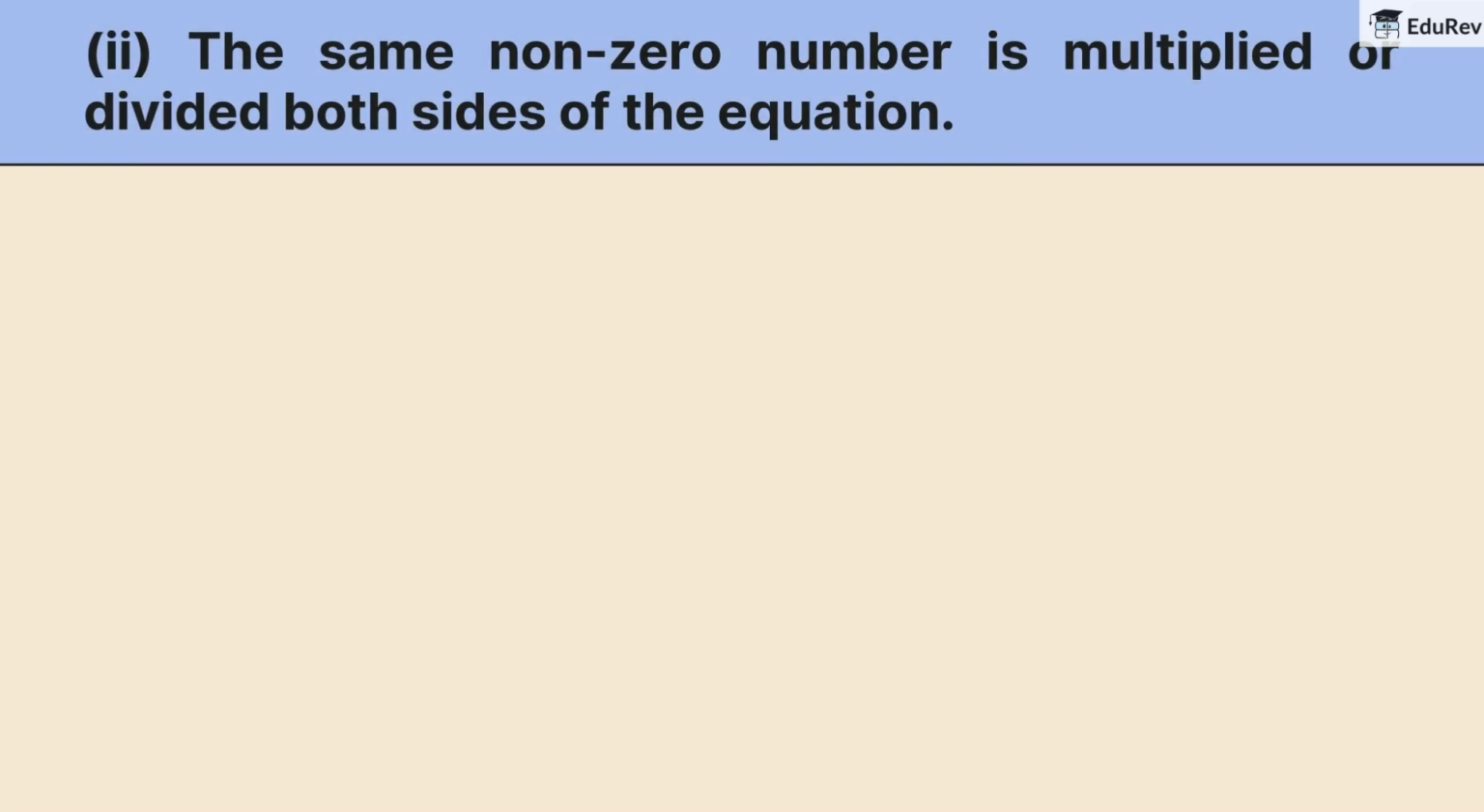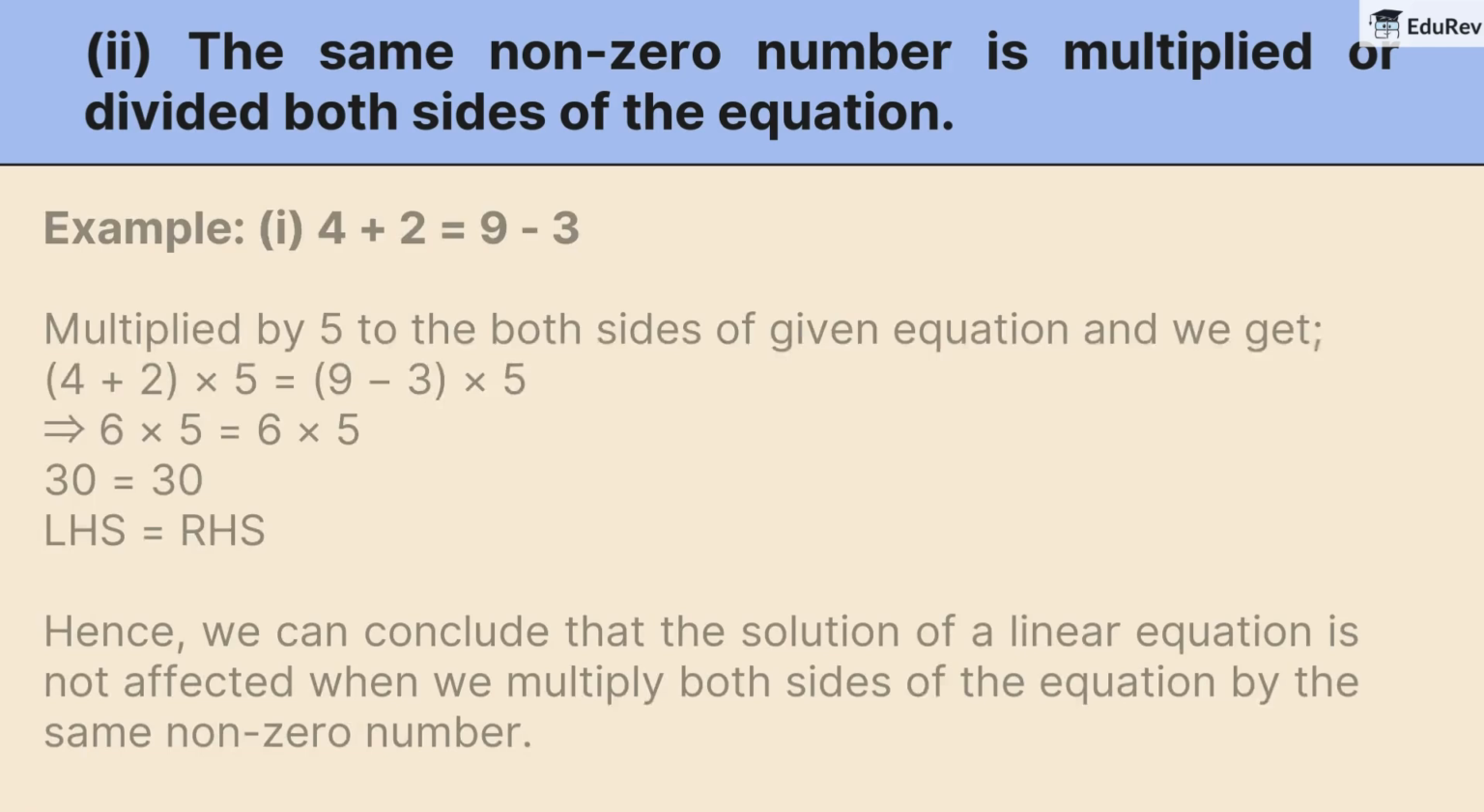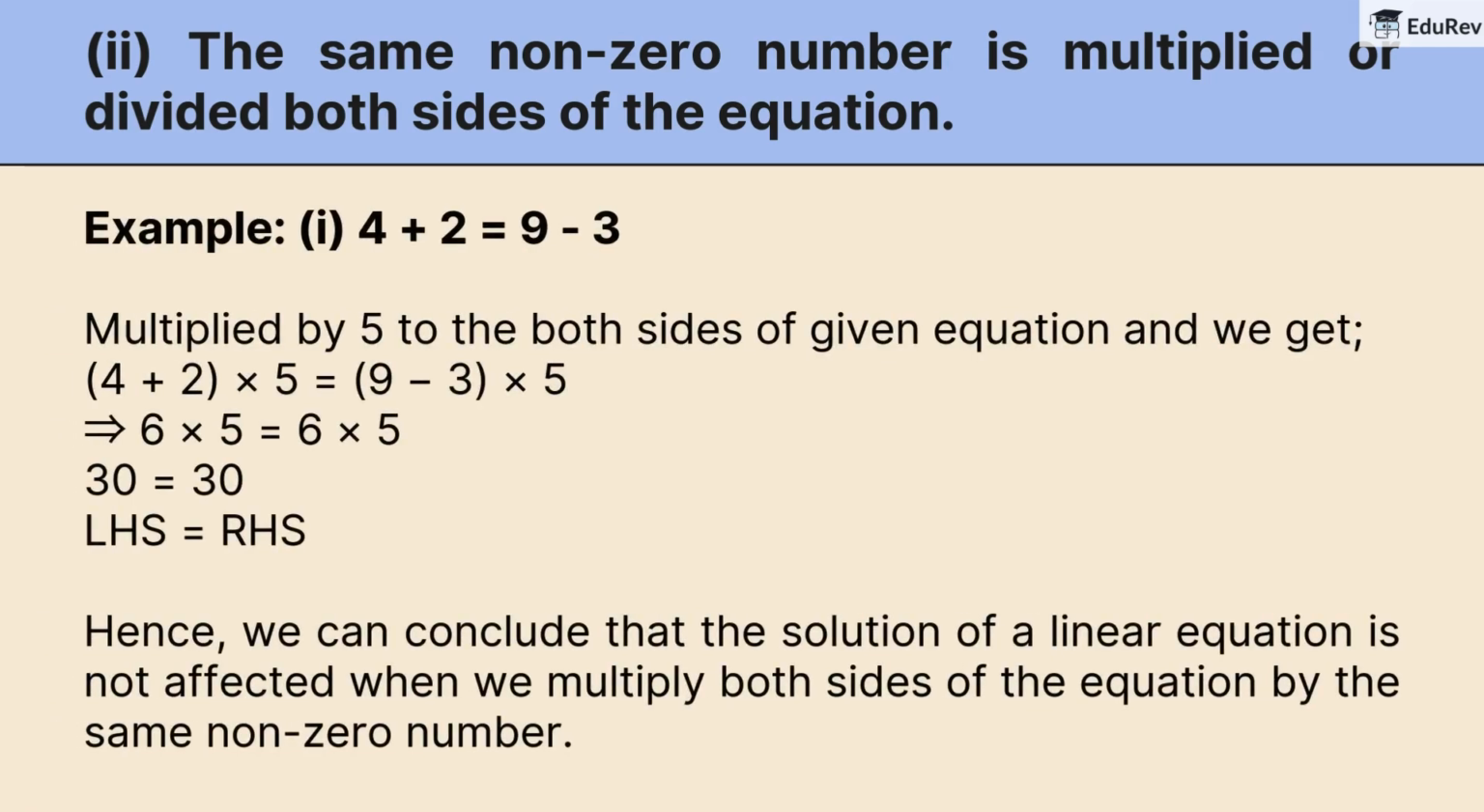Furthermore, the solution of a linear equation is not affected when we multiply or divide both sides by the same non-zero number. For instance, in the equation 4 plus 2 is equal to 9 minus 3, if we multiply both sides by 5, we have 4 plus 2 times 5 is equal to 9 minus 3 times 5, which simplifies to 6 times 5 equals 6 times 5, resulting in 30 is equal to 30.